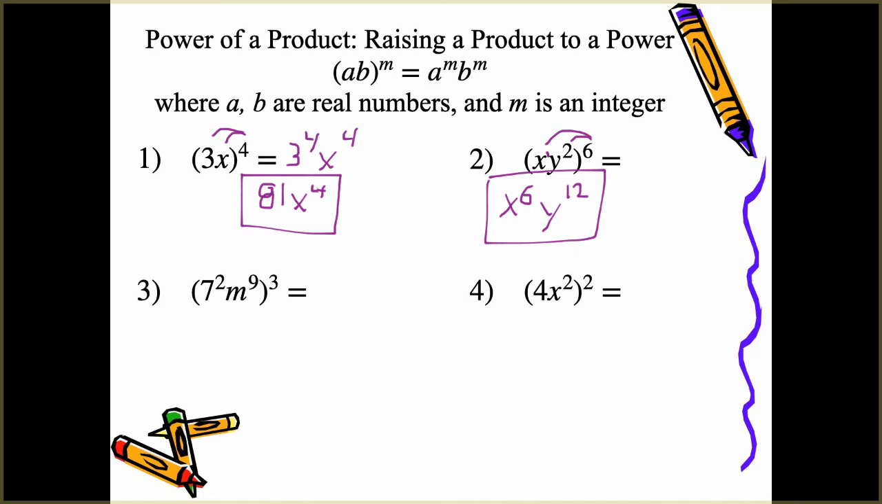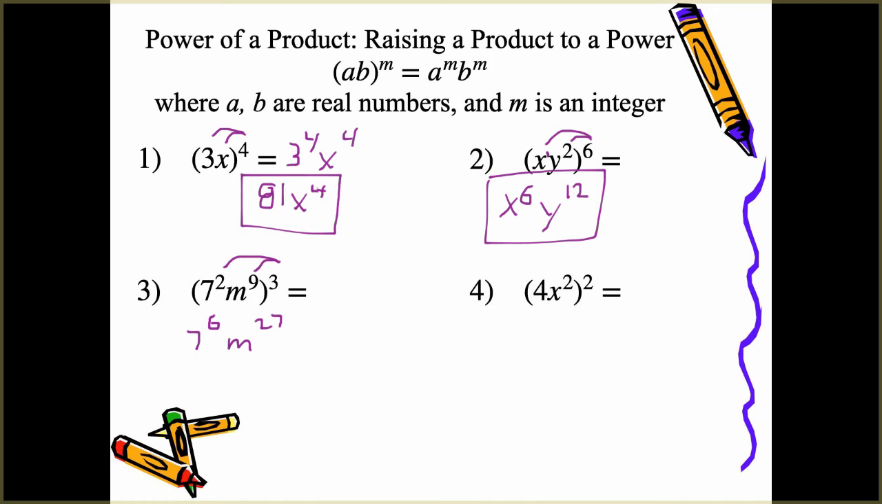For the next one, we have 7 squared, m to the 9th, all raised to the 3rd. Because again, we're doing this for the first time, we're raising products to a power, I want to see you bringing this power in first. Don't take 7 squared first, actually bring the power in first at this point. And we get 2 times 3, which is 6, so 7 to the 6th. And then m to the 9th, you got 9 times 3, m to the 27th.